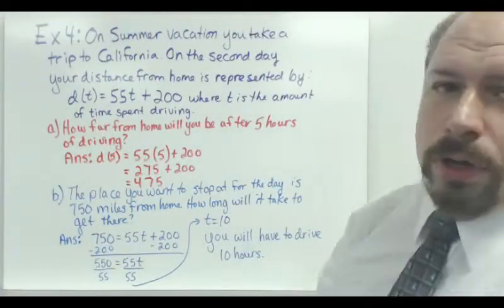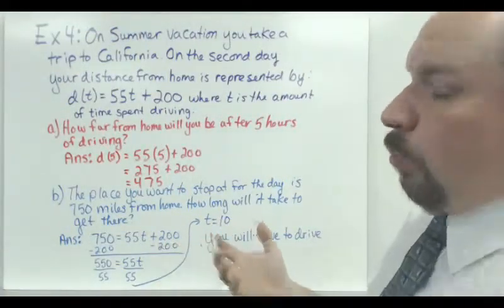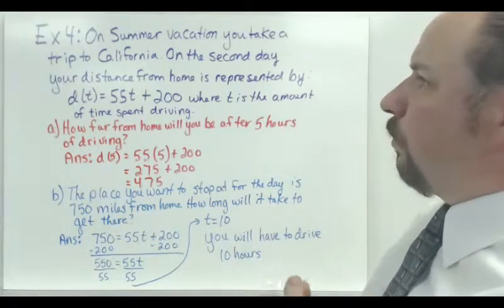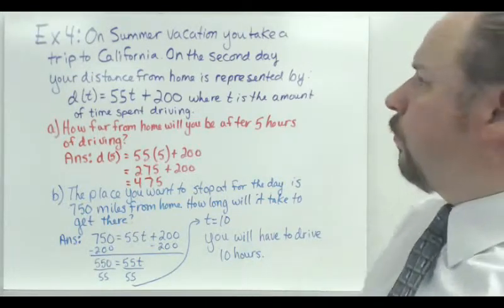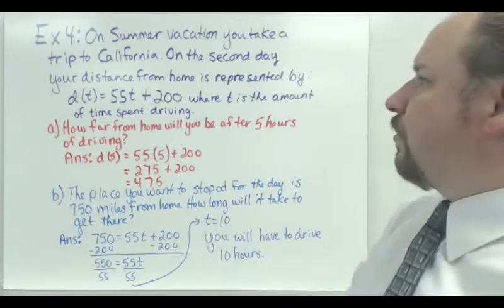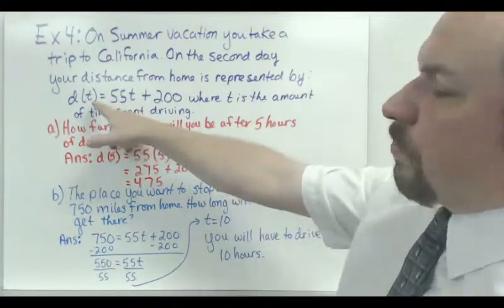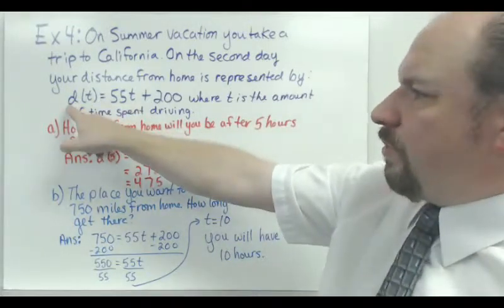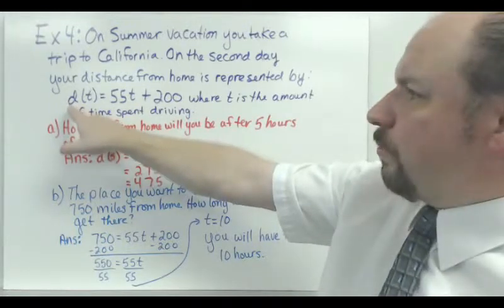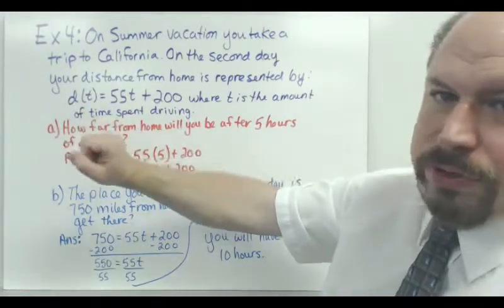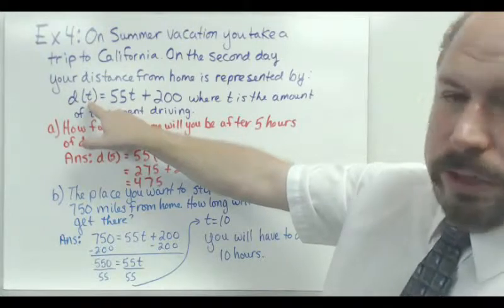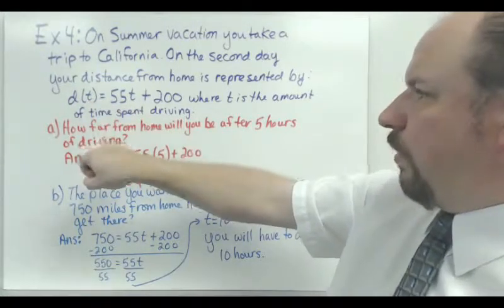Okay, example 4. So let's say this time we're going to have a word problem. On summer vacation, you take a trip to California. On the second day, your distance from home is represented by this function d of t. Notice I use something that kind of makes sense here. Since we're talking about distance, I use d to name our function, and we're talking in terms of time, so I used t for time.